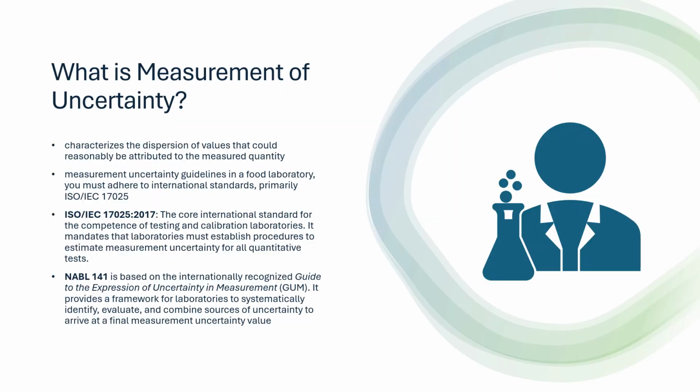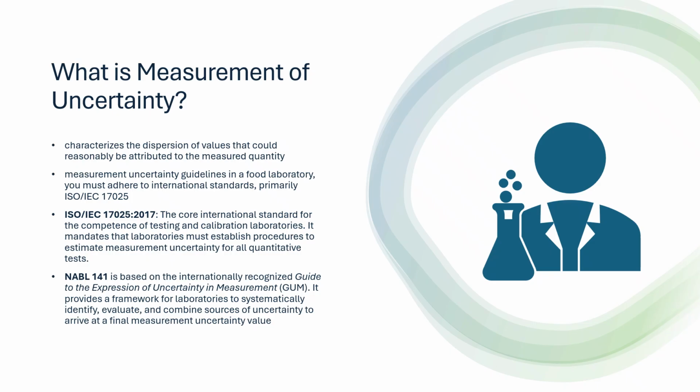Now, when you work in a lab, it is essential that you know what measurement of uncertainty, or MU, is. Measurement of uncertainty is the dispersion of values that could reasonably be attributed to the measured quantity. Simply, it's a quantitative expression of doubt about your measurement result.